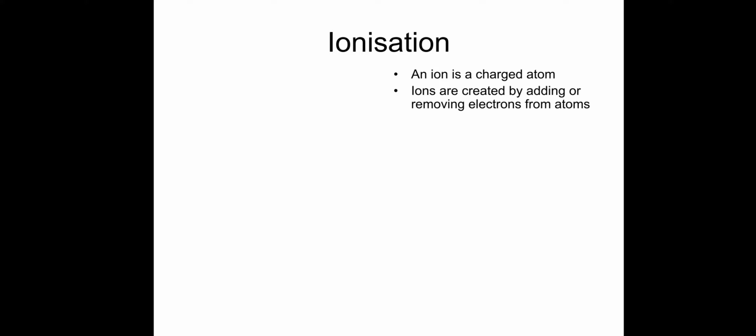Ionization, some notes. So an ion is a charged atom. Normally atoms are neutral. Well, they are neutral. If they have a charge, be it a positive or a negative electrical charge, then they must be an ion. They're no longer an atom. Ions are created by adding or removing electrons.